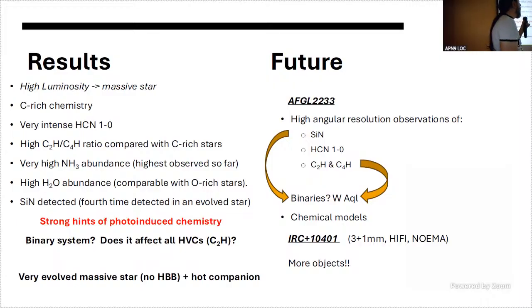And the next step will be to do the very same work we've done with IC1041, which is another HVC star, for which we have the very same set of data I just presented. I haven't started with that, but we have the data. And add more objects. There are more HVC objects we haven't observed, even in CO, but we have to try. And that's it. Thank you very much for your attention.